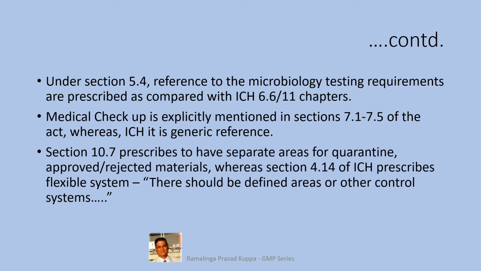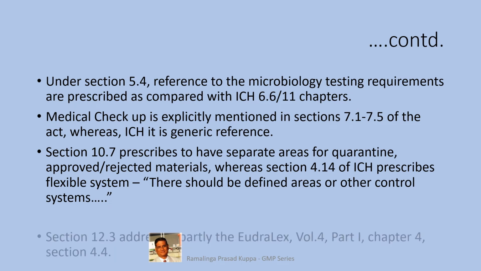Section 10.7 prescribes to have separate areas for quarantine, approved, rejected materials, whereas Section 4.14 of ICH prescribes a flexible system. There should be defined areas or other control systems. There can be validated alternative systems for quarantine, approved, rejected materials as per ICH Q7.